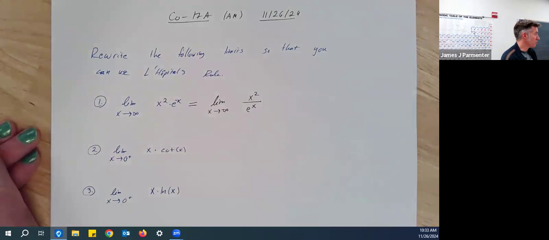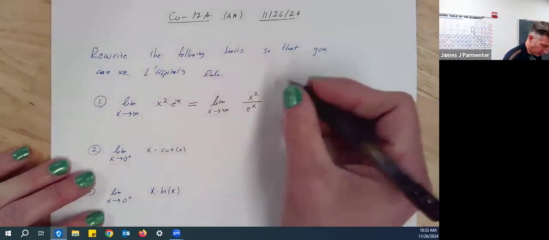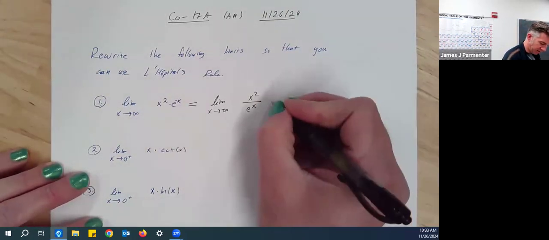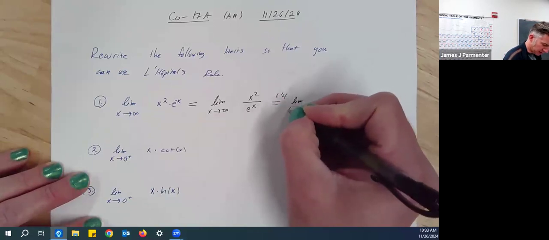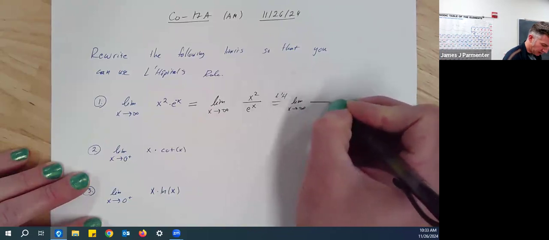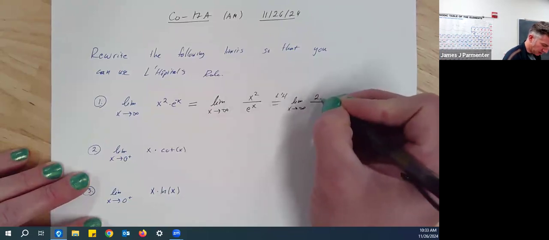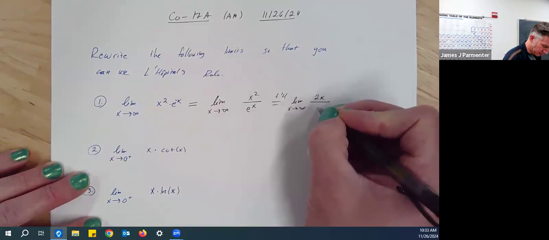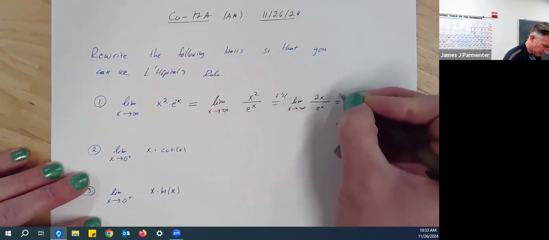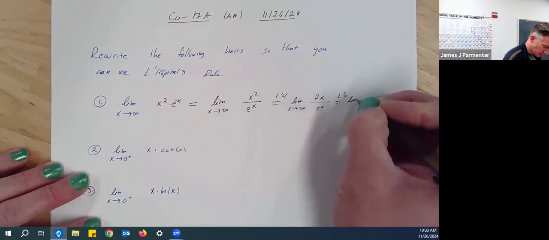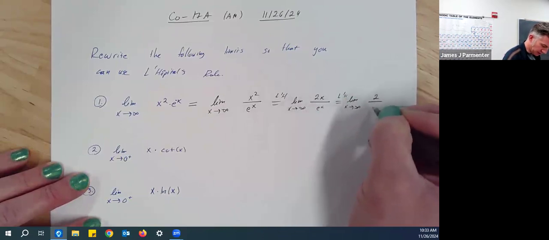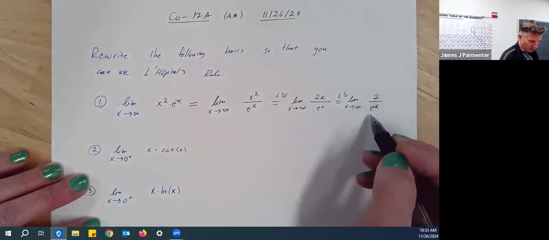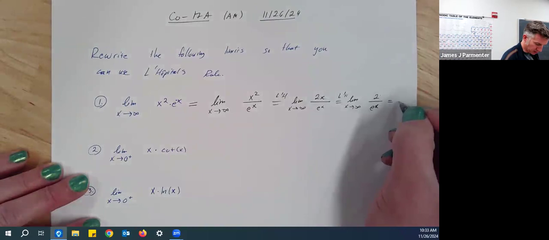And then we can apply L'Hopital's rule twice. If we apply it once, and I know the question didn't say to do that, but obviously we're going to do that, we get the limit as x goes to infinity of the derivative of the top, which is 2x, over the derivative of the bottom, which is e to the x. We do it again. The derivative of the top is 2. The derivative of the bottom is e to the x. And now as x goes to infinity, 2 over something growing infinitely large is getting closer and closer to 0.